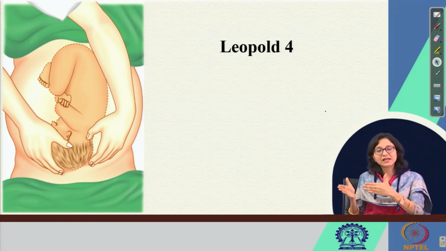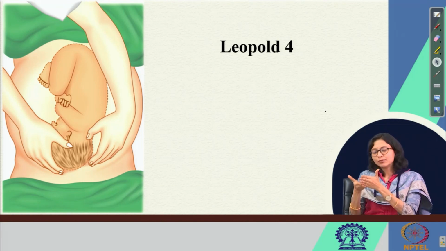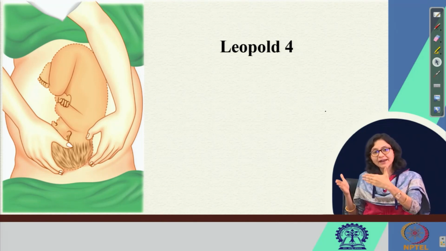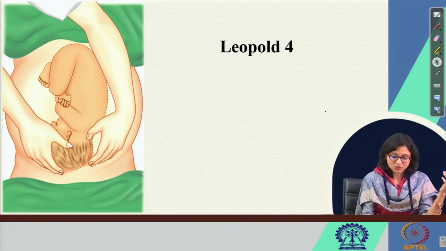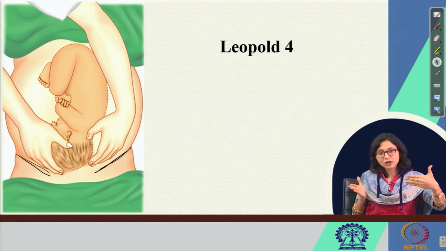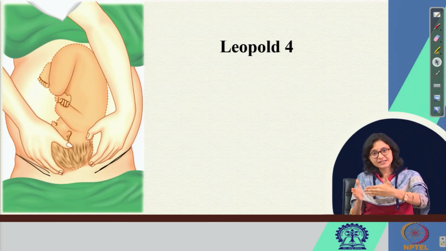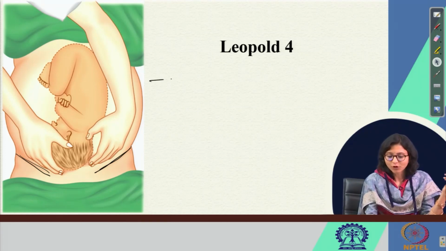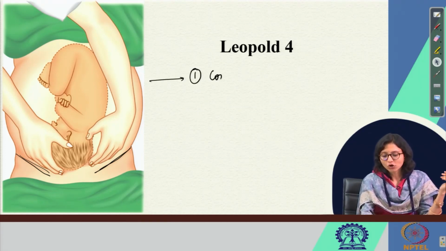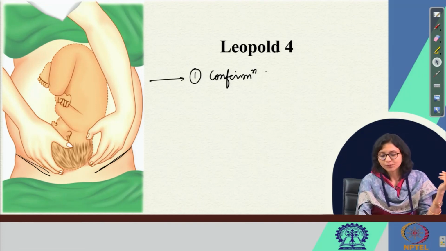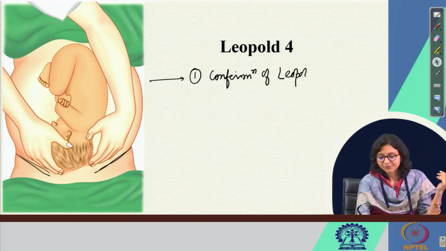With both hands, the ulnar borders of both hands will be parallel to the inguinal ligament, and slowly from the lateral to the medial side you go on pressing, and you can palpate the part of the fetus at the lower pole of the uterus. So, what is the inference from the Leopold IV maneuver? It is the confirmation of Leopold III.